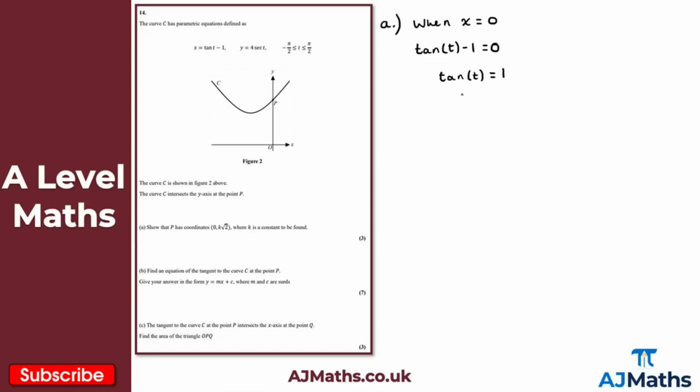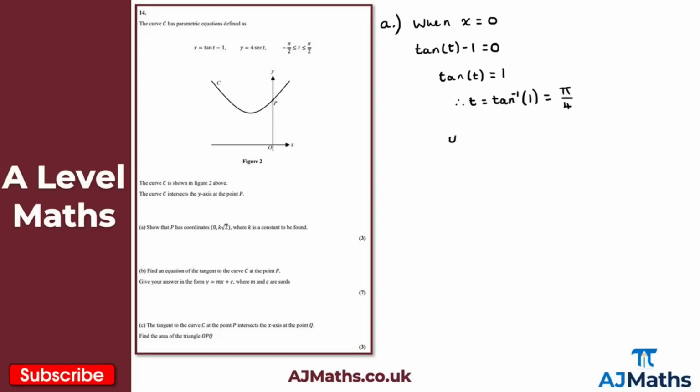And we take tan inverse here of both sides, we get t equals tan inverse of 1, and that is equal to pi over 4. Okay, so do ensure that you're working in radians here. So t is equal to pi over 4. Now, how does this help us here? Well, what we're looking for is the y-coordinate here, okay? We know the value of t here, so that's pi over 4.